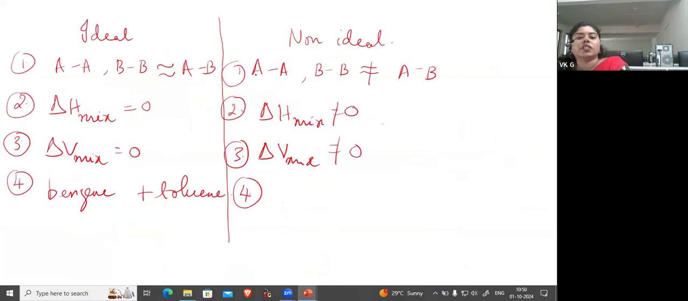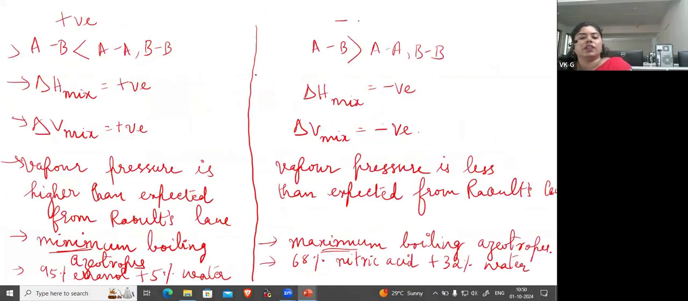Then you go to the differences. I've put it up in the last slide here: the differences between ideal and non-ideal solutions. That is one thing. Then a non-ideal solution showing positive deviation and negative deviation.